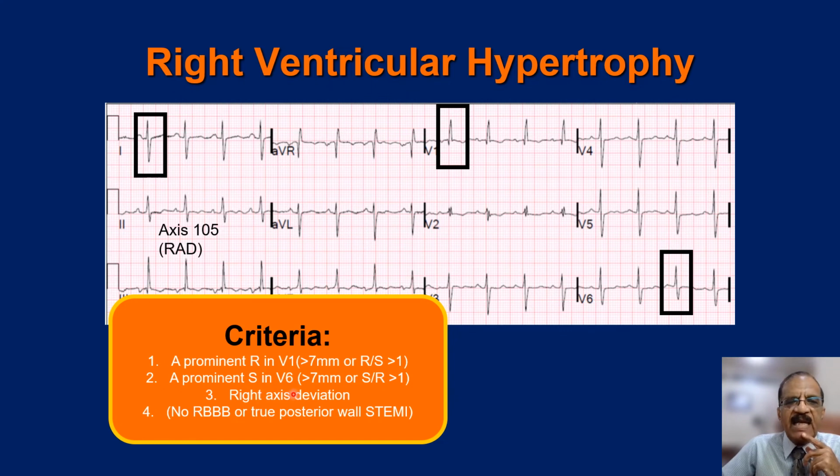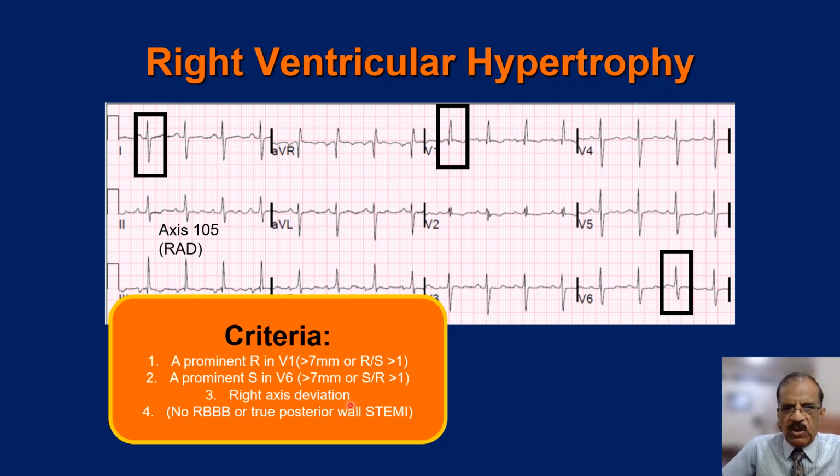A prominent S in V6, S wave in V6, which is more than 7 millimeter. In this case, it does not fulfill the criteria. It is not more than 7, but SR ratio is more than 1. That criteria is also not met here, right? In right ventricular hypertrophy, you may not meet all the criteria simultaneously. Criteria is met here, but not here. So this one is not actually meeting the criteria, but still we will make the diagnosis of right ventricular hypertrophy. So a prominent S in V6 more than 7 millimeter or SR ratio more than 1.